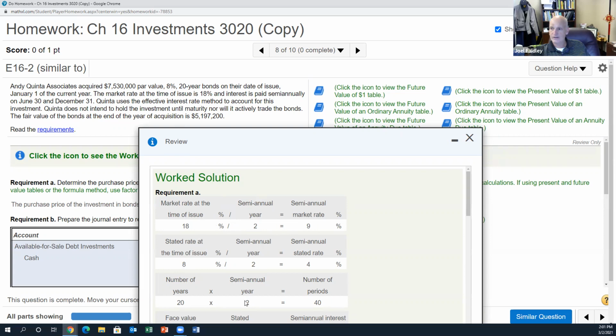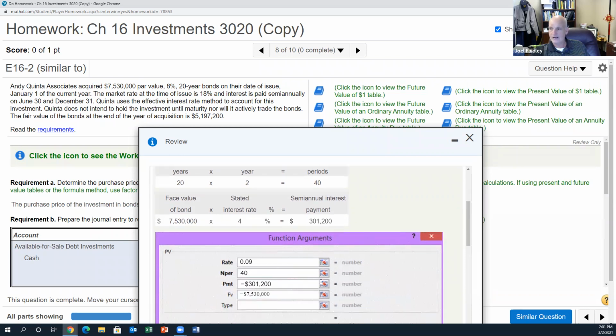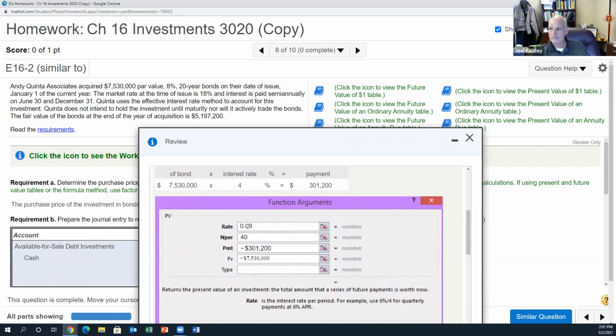And if you've got 20 years, that's really 40 periods, right? So 9, 4, and 40 is what's important. 9% is the market rate, which we're going to use for the amortization. All right, so there's my face value times 4%, 301,200. That's the semi-annual amount. So if we plug this into Excel, there's my 0.09, right? The market rate, 18 divided by 2. There's my 40 for the period.